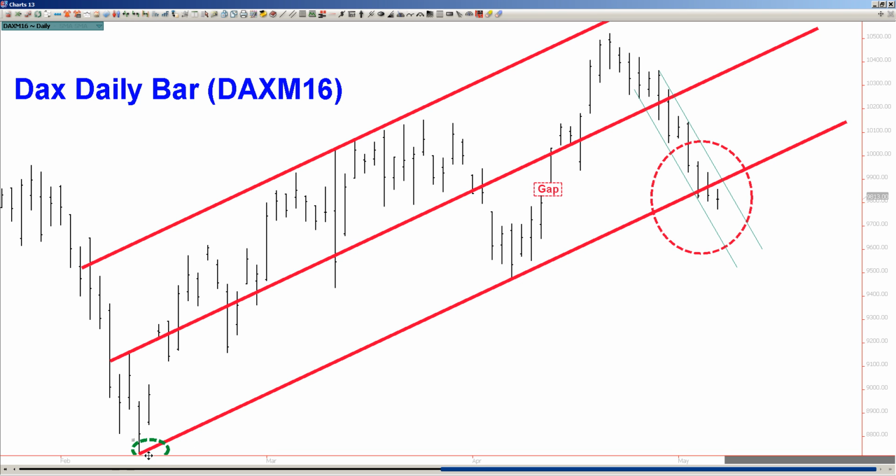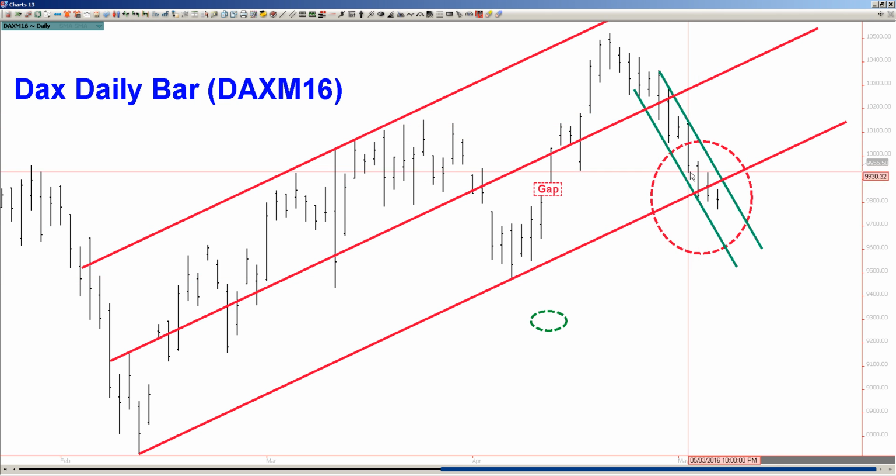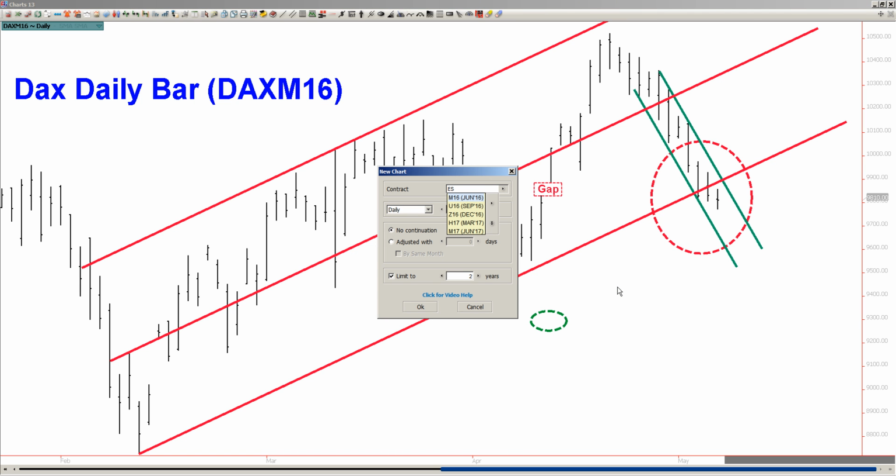It breaks the line. Boom. Not only that, but look, it's starting to trend in this channel now towards the downside. Look at the way this channel is descending as opposed to the ascending channel you see here. Descending channel now. So something interesting going on in the DAX. Let's move over to our wonderful ES market.